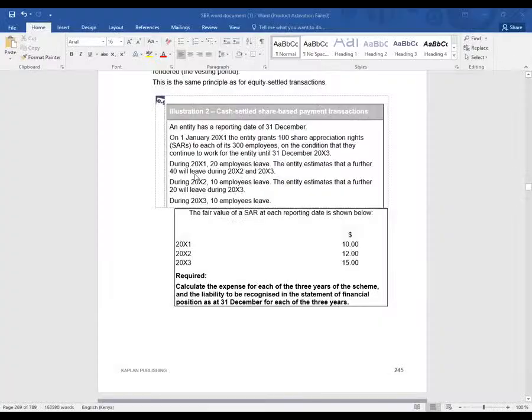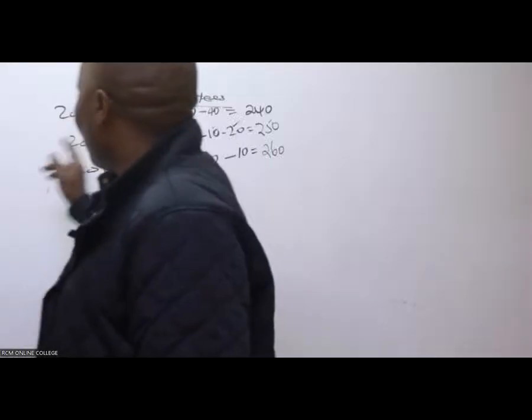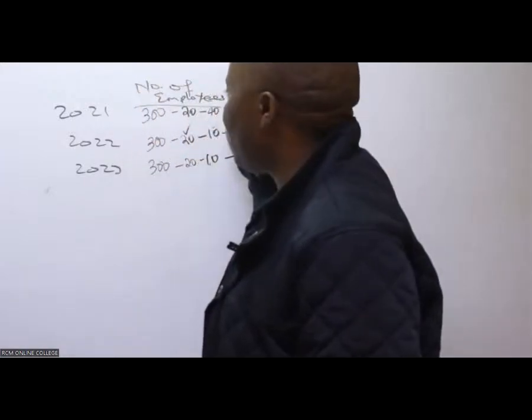What have they told us in 2022? You see, we start from the beginning of 2021. During 2021, 20 employees leave. The entity estimates that a further 40 will leave. You know, it's an estimate. 40 will leave during 2022 and 2023. So then I'll be able to make an adjustment. In 2021, I will say minus 20 here, minus this further that will leave in the future.